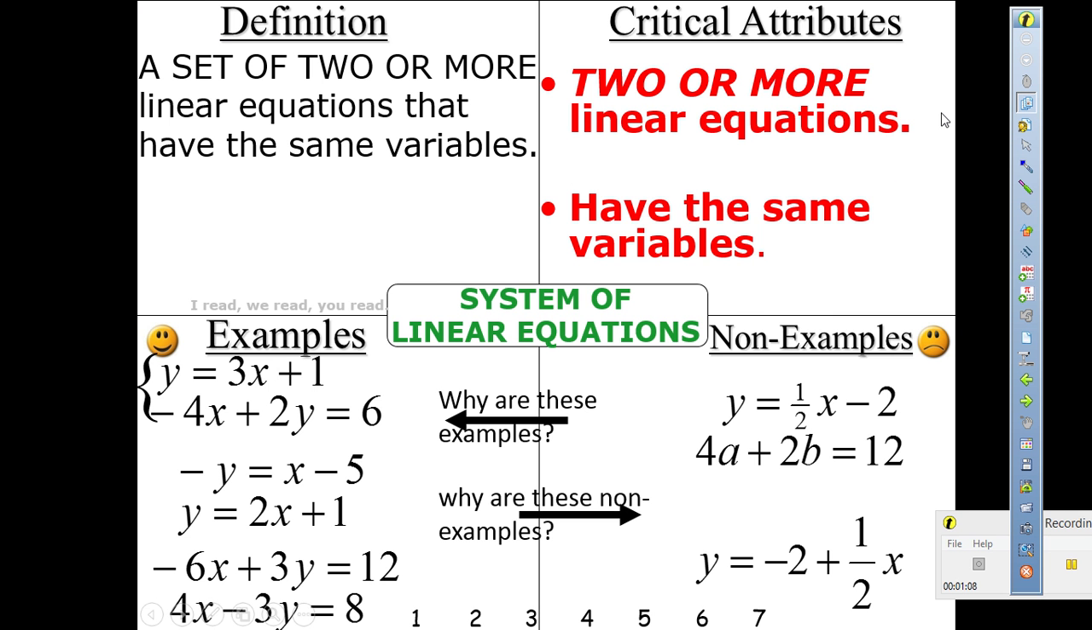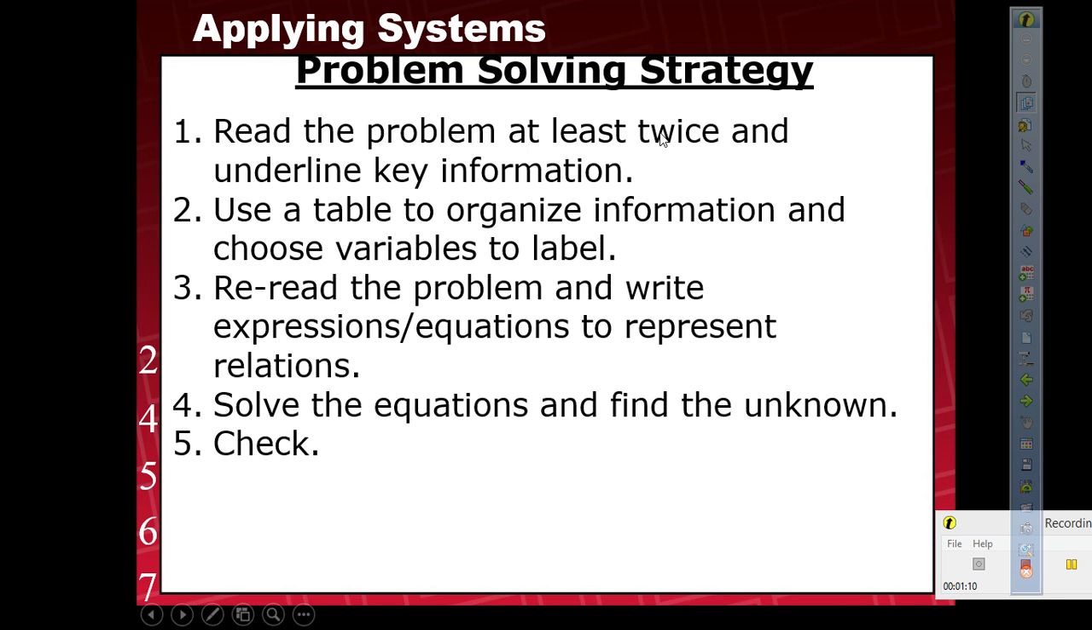So, like I said, we already have steps, but look up. Today, we're going to focus on this problem-solving strategy. Read the problem at least twice and underline key information. Have we been doing that with regular word problems? Yes. Have we been building tables and choosing variables for our tables? Yes. Have we been rereading and writing expressions and equations to represent those relations from the problem? Yes. Have we been solving equations and finding the unknown? Yes, and we checked our solutions, right? So today we're going to continue using this.